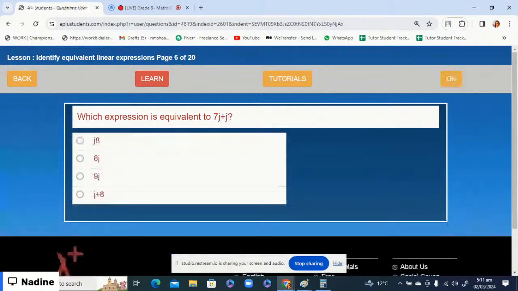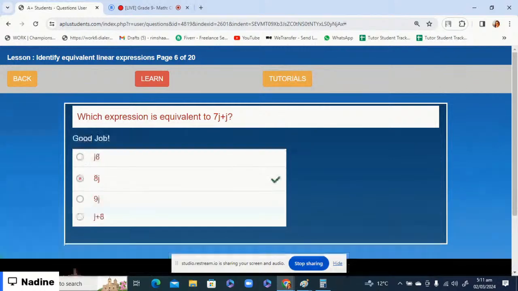Okay. Now, which expression is equivalent to 7j plus j? There is 7j plus j. What does it mean? It means that in the second one there is only 1j, and in the first one there is 7j. So 7j add up with 1j. What is the answer? It becomes 8j. Okay. So here we're gonna write 8 and j. Okay.